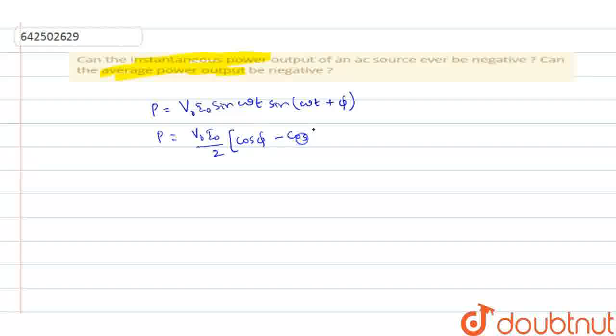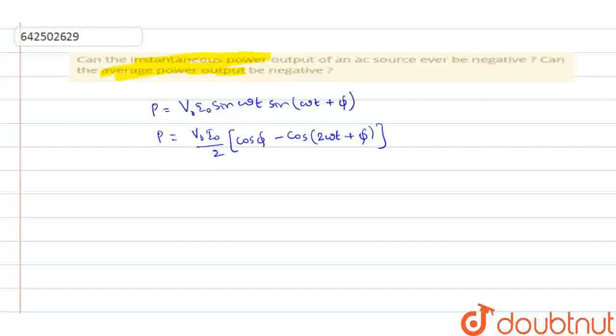So the instantaneous power of an AC source can be found out like P is equal to V naught I naught sine omega t into sine of omega t plus phi. So when you are finding out the instantaneous power, we will simplify this equation, and so the power will be equal to V naught I naught by 2 into cos phi minus cos of 2 omega t plus phi.